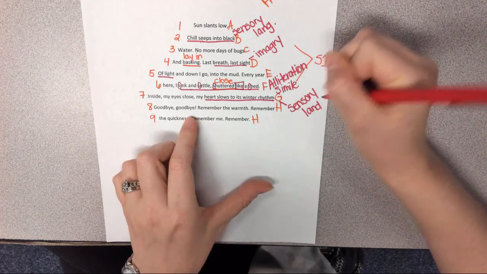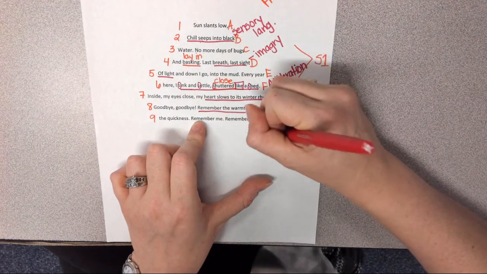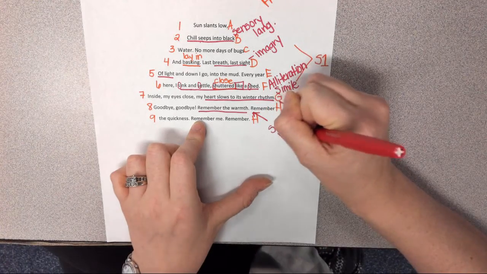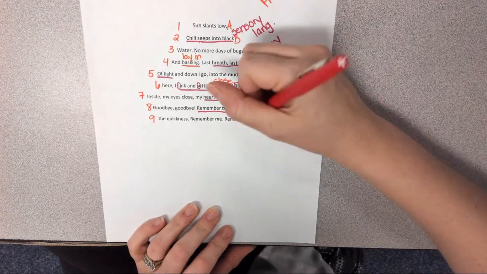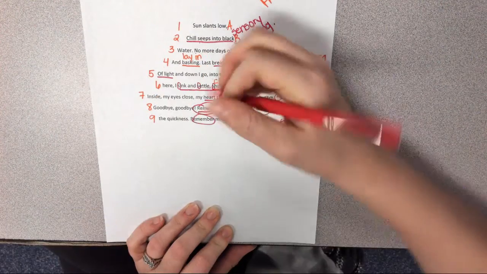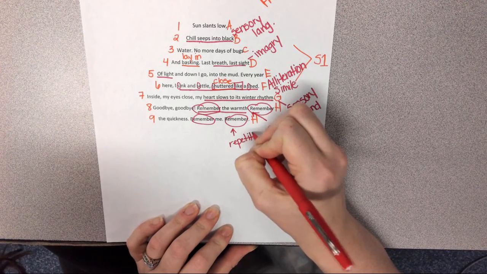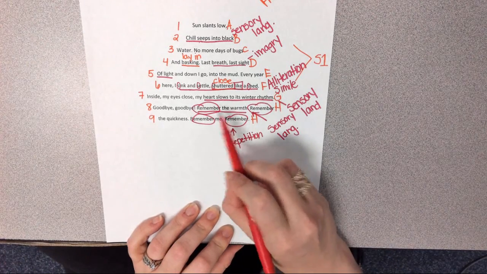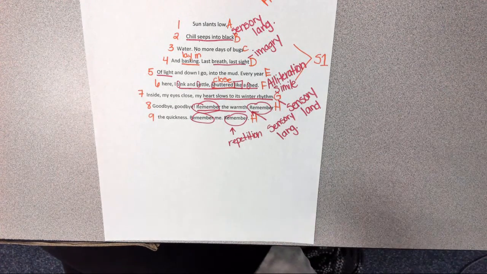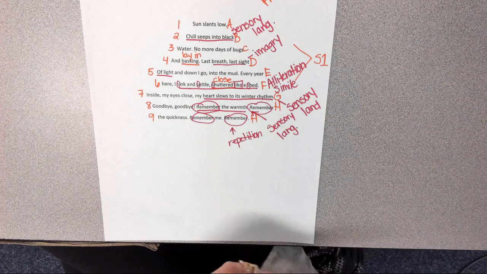Goodbye, goodbye, remember the warmth. I can feel that too. He's saying goodbye to the summer months, and he's getting ready for the cold. And then we also have the repetition of remember. The poet was very smart to repeat the word remember, because the turtle is saying goodbye to summer and hello to winter, but wants to remember the months that are his, or the season that's his favorite. So he's saying goodbye to it.